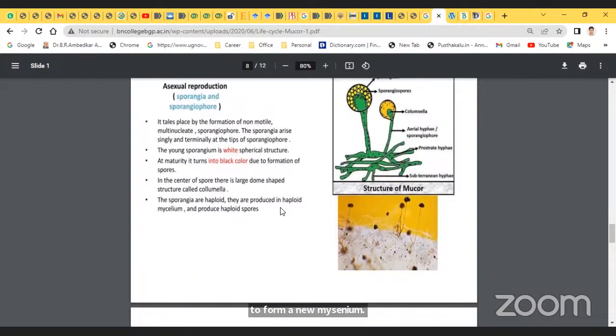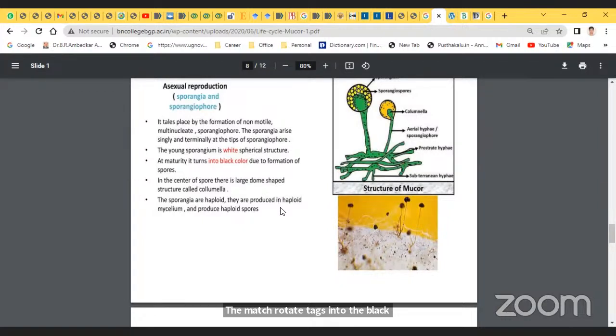Next, asexual reproduction. Sporangia, I already repeated two or three times. Here it takes place by the formation of non-motile multinucleate sporangiospores. These sporangia arise singly and terminally at the tip of the sporangiophore. The young sporangium is a white spherical structure. At maturity it turns black in color due to the formation of the spores.